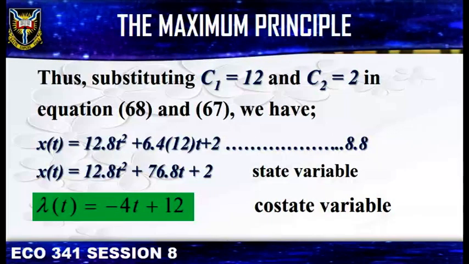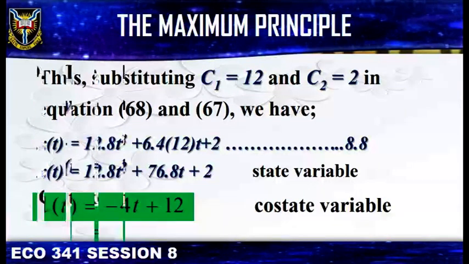Thus, substituting c1 is equal to 12 and c2 is equal to 2 in equations 8.6 and 8.7, we have x of t is equal to minus 12.8 t squared plus 6.4 into bracket 12 t plus 2, equation 8.8. x of t is equal to minus 12.8 t squared plus 76.8 t plus 2, the state variable. Lambda of t is equal to minus 4t plus 12, the co-state variable.